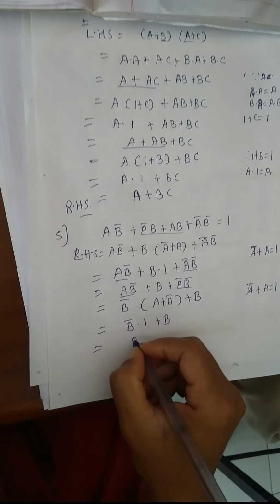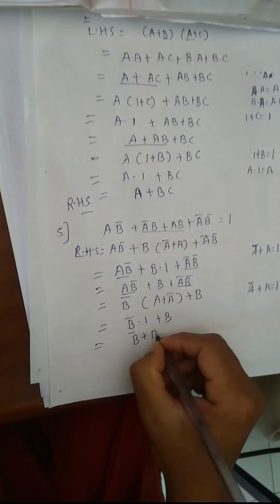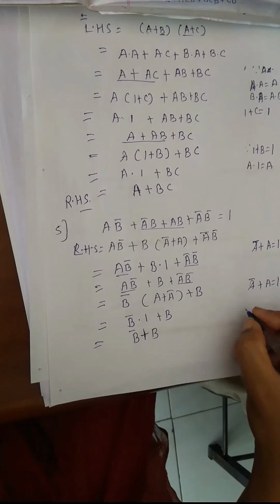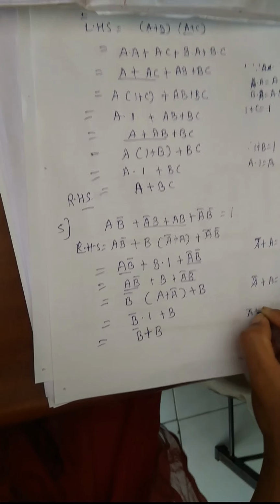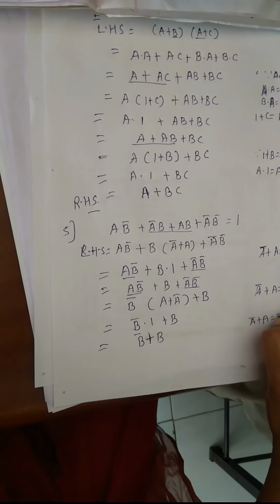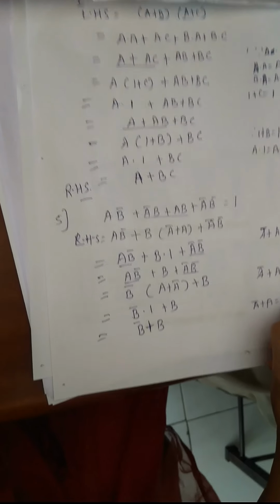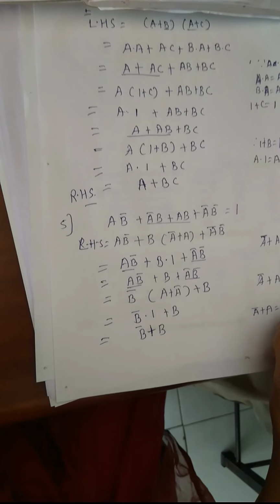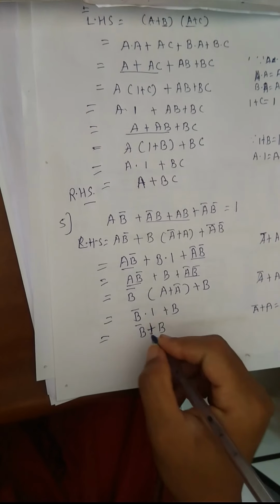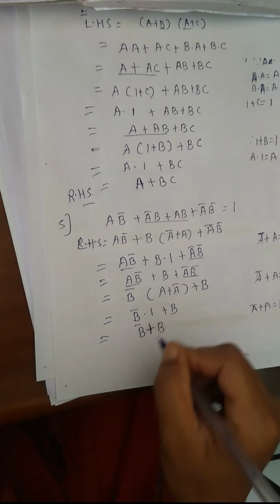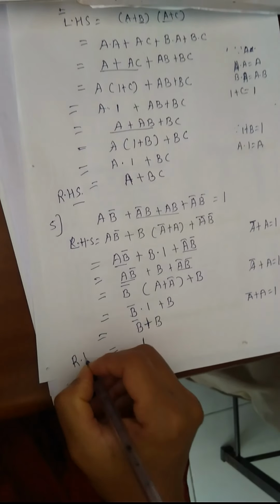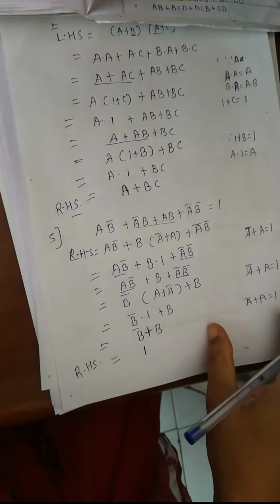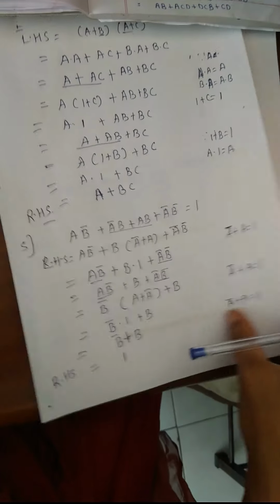So B bar plus B bar, this term is represented, and B bar plus B, this uses the law A bar plus A is equal to 1. This is the OR law, A bar plus A is equal to 1. So similarly this B bar plus B is represented as 1, so LHS is equal to RHS. So we reduce the Boolean expression.